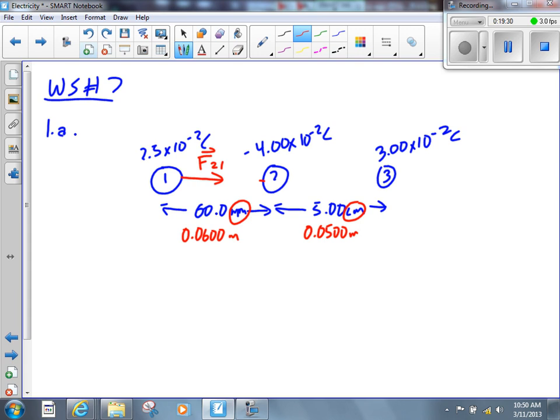Now the force of 3 on 1, let's pretend 2 isn't there now. The force of 3 on 1 acts which way? Attractive or repulsive? It's repulsive because they're both like charges. They're both positive charges. 3 is going to repel 1, pushing it to the left. So the force of 3 on 1 is to the left. Let's get the values of both of those forces now.